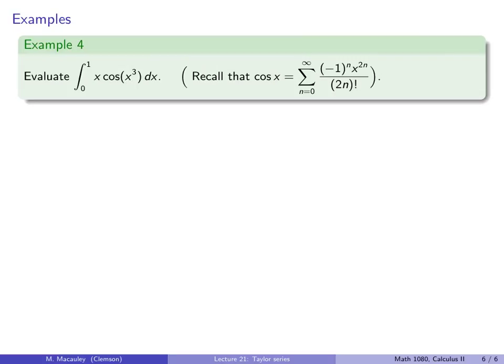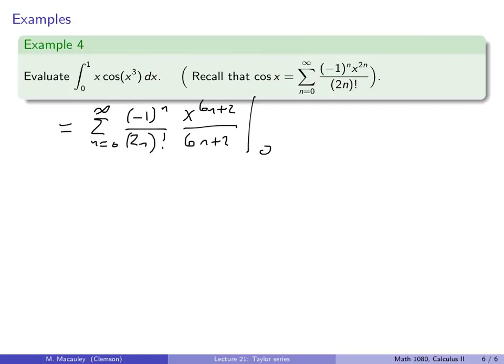Okay, so this definite integral is the sum from n equals 0 to infinity of negative 1 to the n over 2n factorial times x to the 6n plus 2 over 6n plus 2. So this was the indefinite integral, and we want to evaluate this from 0 to 1.